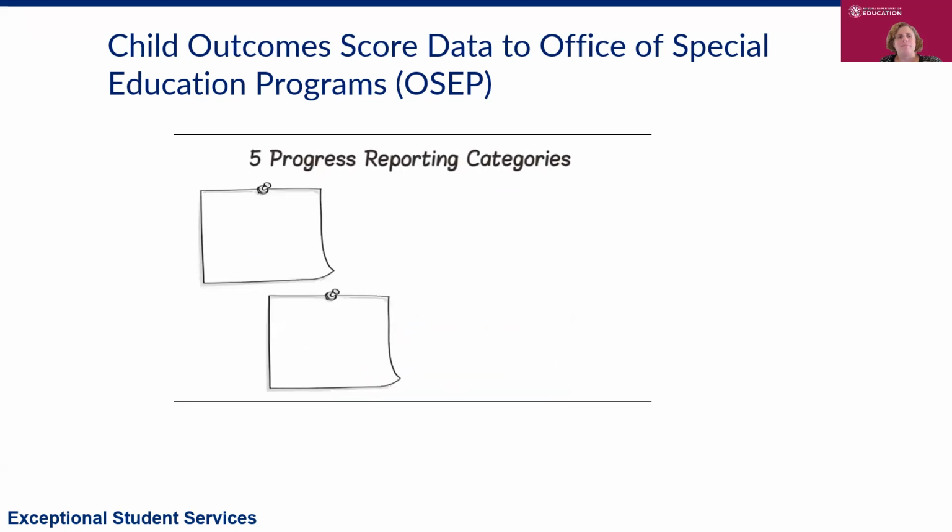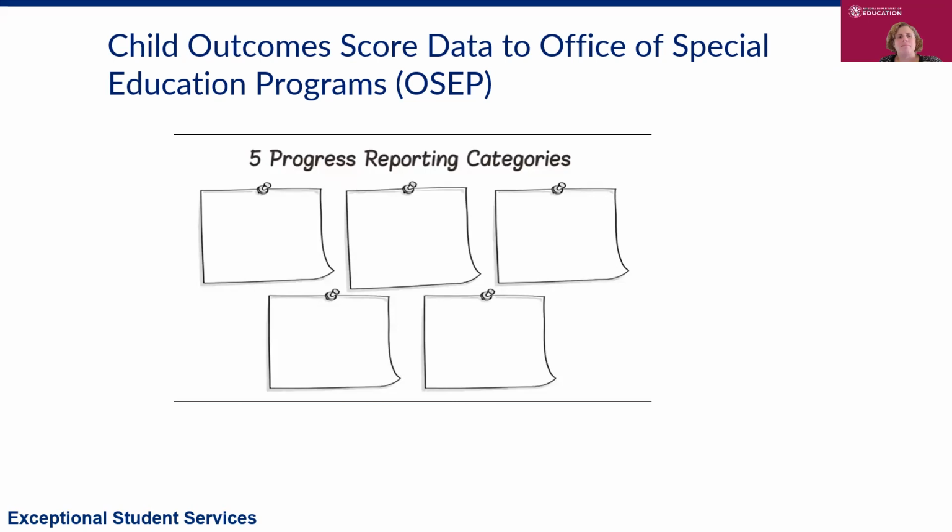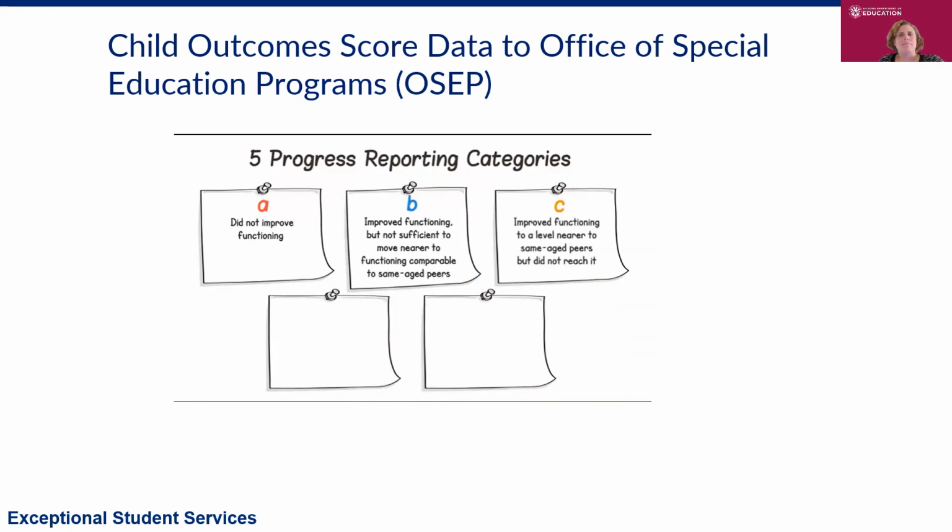There are 5 progress reporting categories, each representing progress between entry and exit. When reporting progress data, states identify the percentage of children who A. did not improve functioning, B. improved functioning but not sufficient to move near to functioning comparable to same-age peers, C. improved functioning to a level near to same-age peers but did not reach it, D. improved functioning to reach a level comparable to same-age peers, and E. those who maintained functioning at a level comparable to same-age peers.